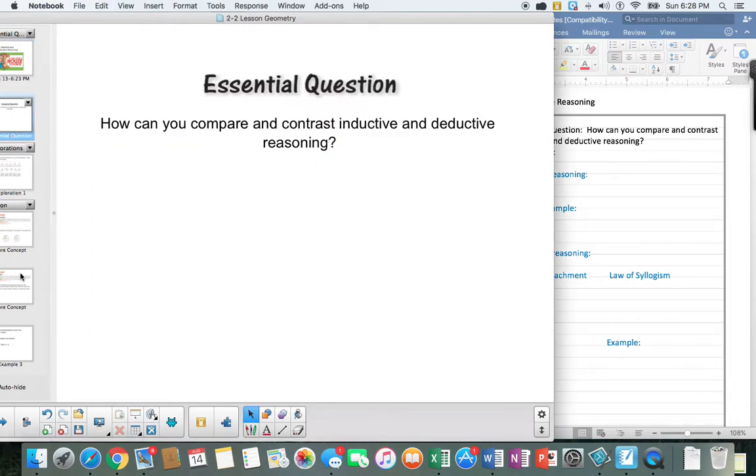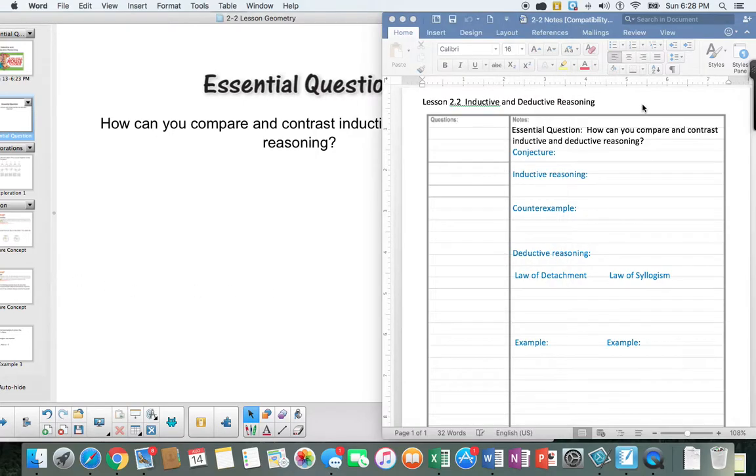Our essential question: how can you compare and contrast inductive and deductive reasoning? So we're going to be looking at two types of reasoning. Take a minute to set up your notebook with the title, the essential question, and the different vocabulary words. Notice that I left some room for an example. So once you understand law of detachment and law of syllogism, then you're going to want to write an example in there.